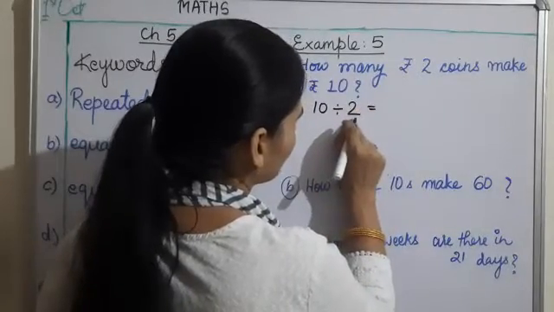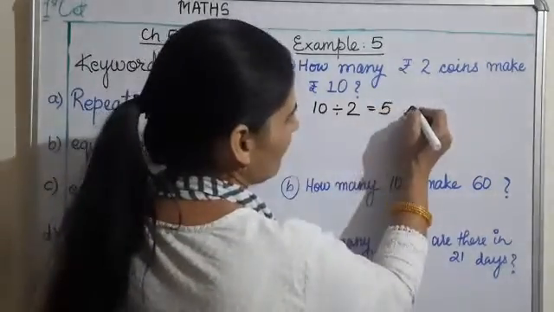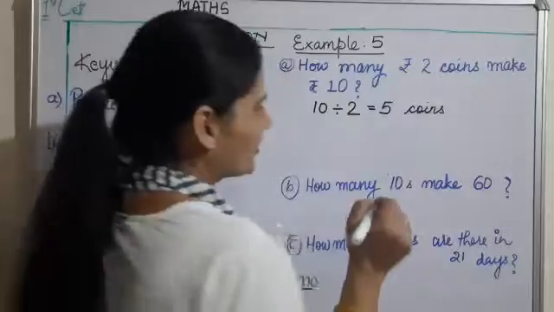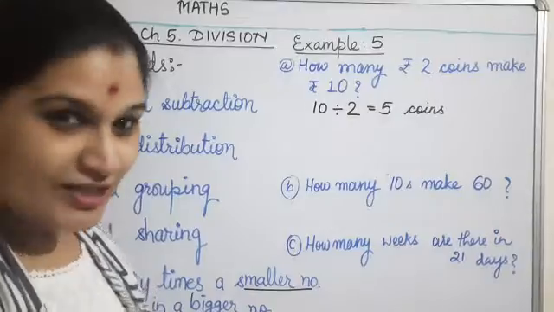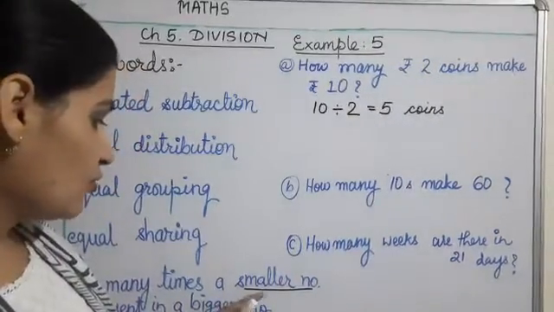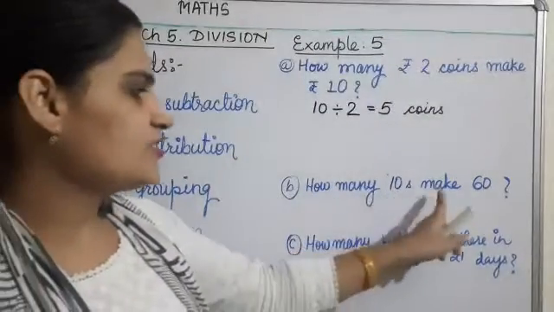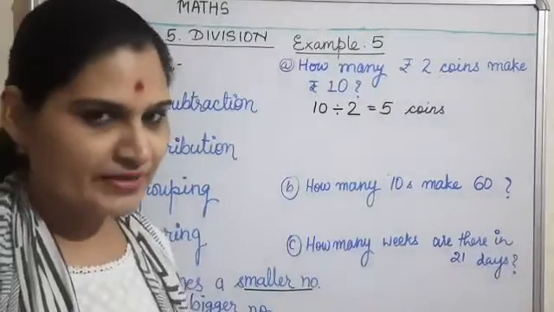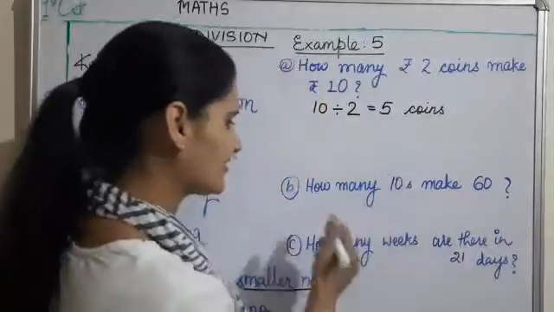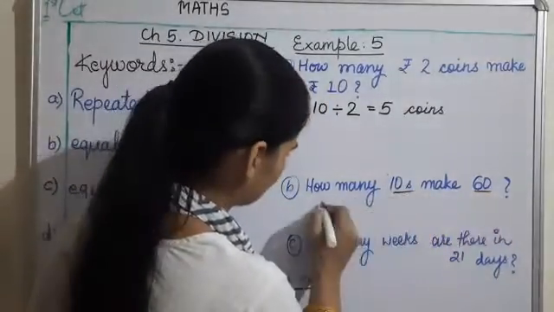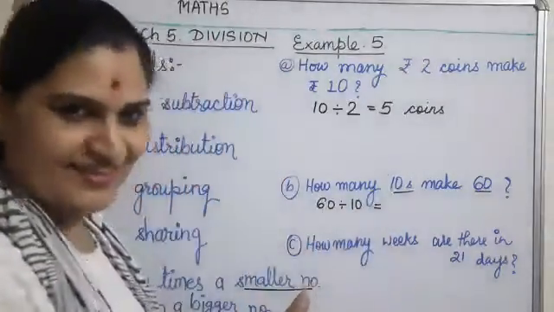10 divided by 2. What is the answer? It is in the table of 2. I will search 10. The answer is 5. So 5 coins I need. 2 rupees के 5 coins चाहिए तो हमारे 10 rupees का payment हो जाएगा. Okay. So this is the situation when it tells you how many times a smaller number is in the bigger number. Let us see. How many tens you need to make 60? 60 बनाने हैं तो tens कितने चाहिए? Okay. So it tells you 60 के अंदर कितने 10 आ सकते हैं. Bigger number is 60, smaller number is 10. 60 divided by 10. In the table of 10, I will search for 60 and I get it 6 times.